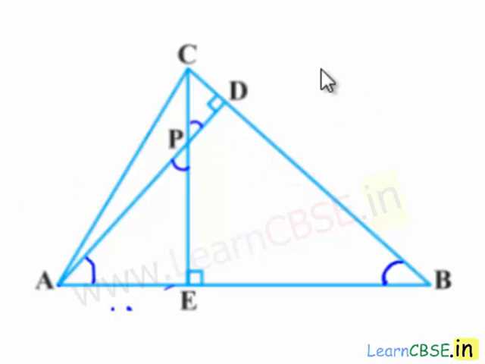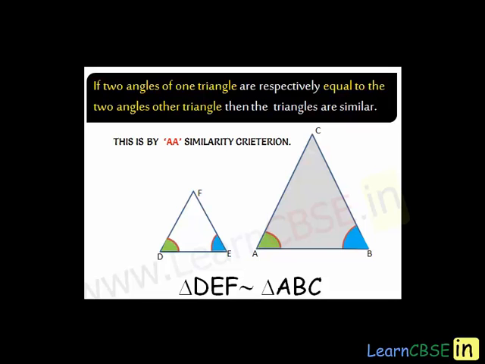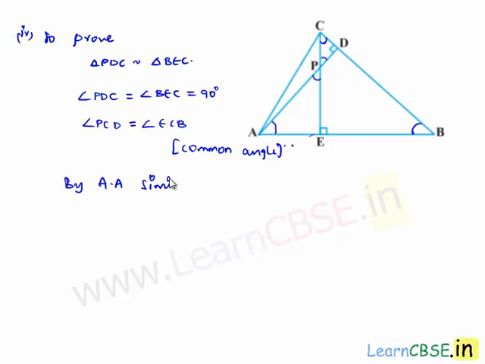And also here in both the triangles, C will be the common angle. So here angle PCD is equal to angle ECB, since it is a common angle for both the triangles. Therefore, in both the triangles, two angles are equal. By AA similarity, we can say that both the triangles are similar. So triangle PDC is similar to triangle BEC.